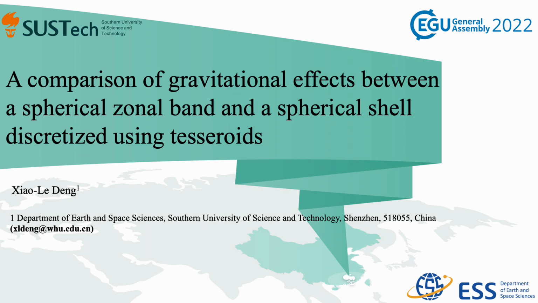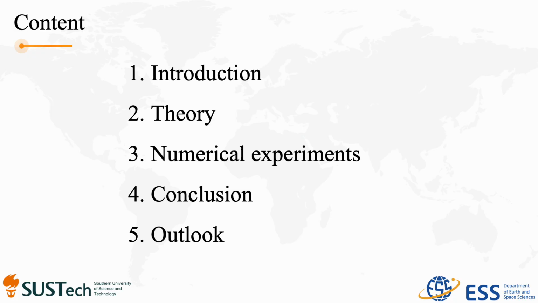Today my topic is a comparison of gravitational effect between a spherical random ball and a spherical shell discretized using tesseroids. This presentation has 5 parts: introduction, theory, numerical experiments, conclusion, and outlook.